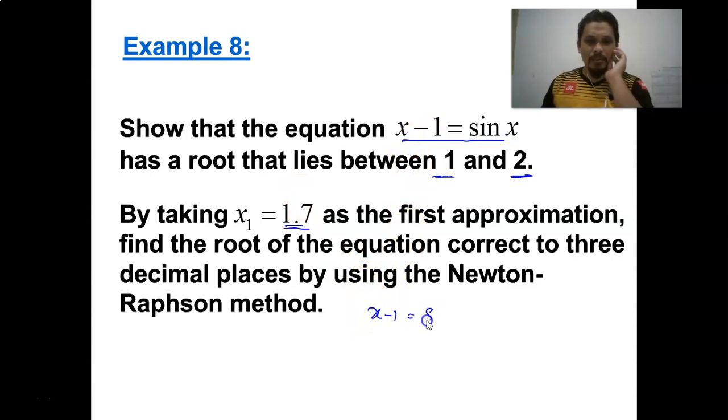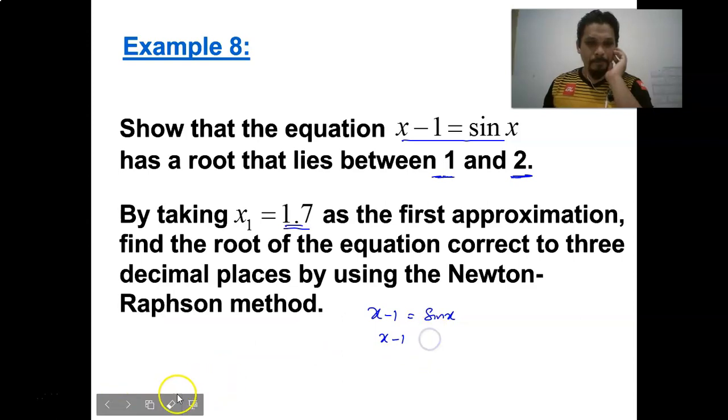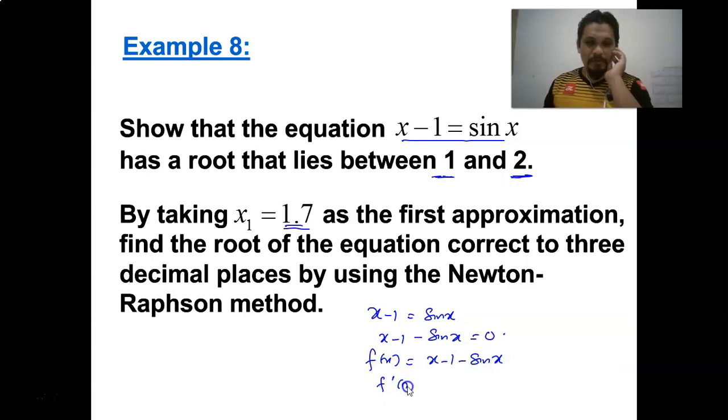From here, x minus 1 equal to sin x. So we make it x minus 1 minus sin x equal to 0. So this is our f(x), x minus 1 minus sin x. Then f prime x equal to the derivative of x, which is 1, the derivative of 1 equal to 0, minus the derivative of sine, which equals cos x.